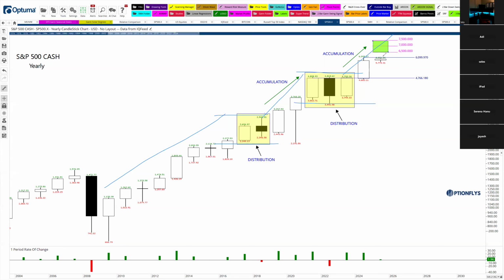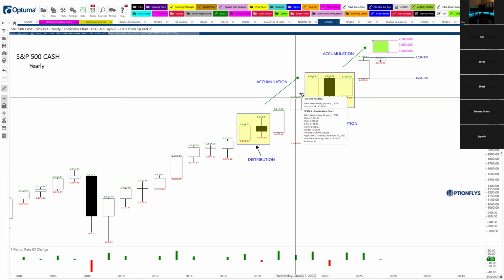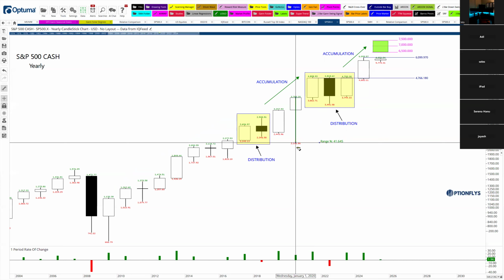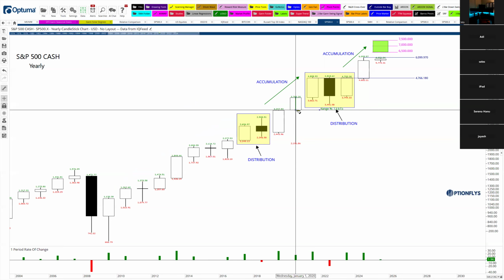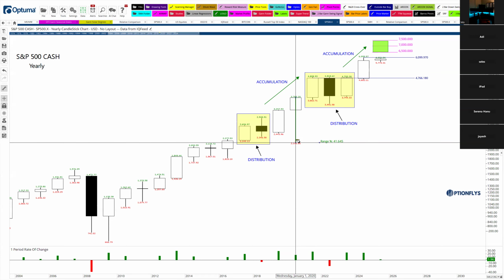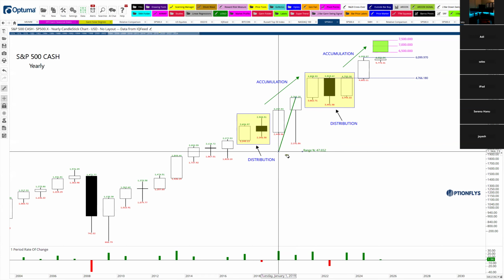I mean, you're looking at some heavy retracements here. Look at the range on this, 41% back in 2020. That's huge. But we'll end up closing the year with 13. We're down 41.64, but we closed the year with 13.